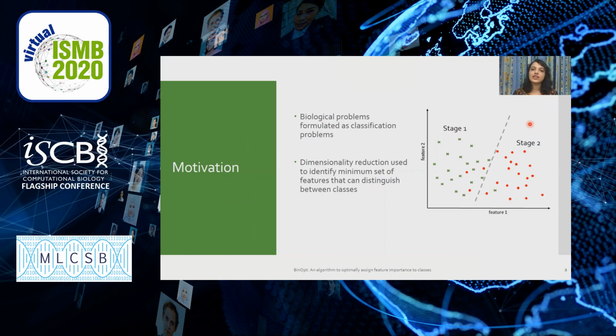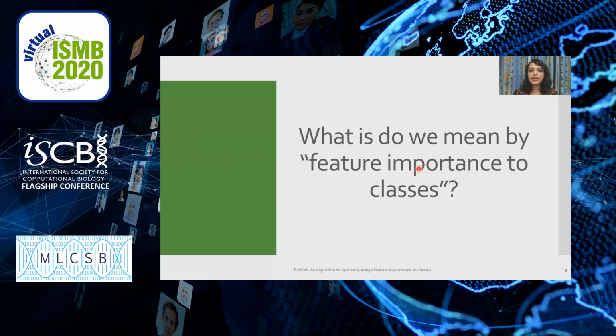The data used for classification can be from mutation data or gene expression data, in which case the genes are our features. So typically in biology, we have a large number of features, and hence dimensionality reduction is used to identify a minimal subset of features that can distinguish between the classes. But what do we mean by feature importance to classes?